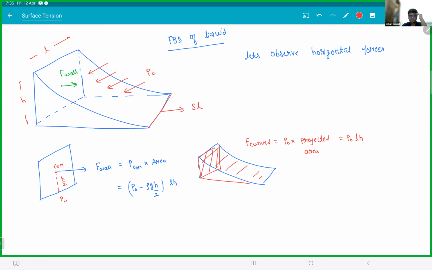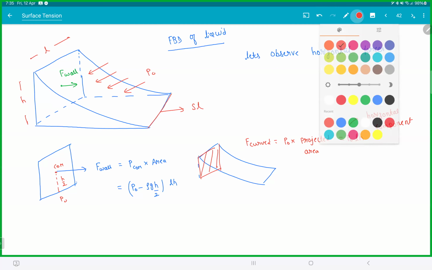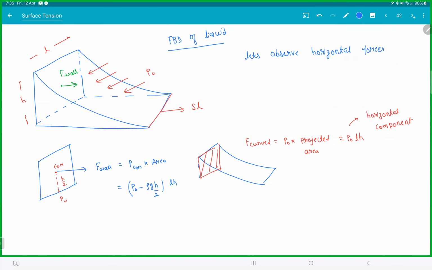There are actually two projected areas, but we are interested only in the horizontal forces. Okay, we are taking only the horizontal forces. This is F curved, let's say horizontal. This is only the horizontal component. The reason we're not taking the vertical component is because I can't calculate mg. Now, since it is in equilibrium, what are the forces?